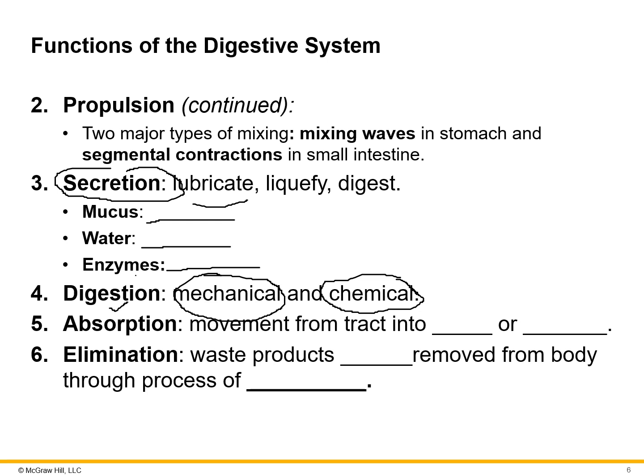For step number 5, absorption is the movement of nutrients, like proteins as amino acids, monosaccharides, monoglycerides, into blood or lymph. And finally, we are removing waste products that are undigested or unabsorbed from the body through a process of excretion or defecation. So to defecate or excrete means to eliminate unabsorbed waste products out of your system.